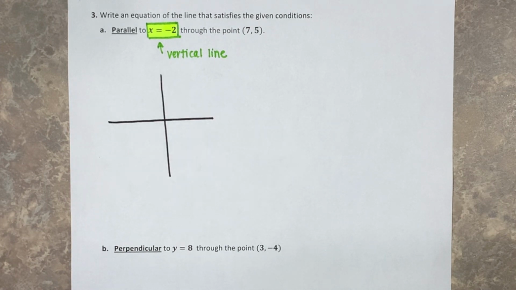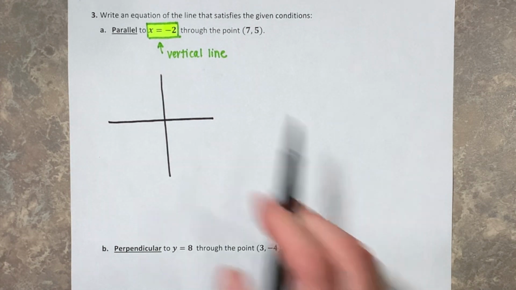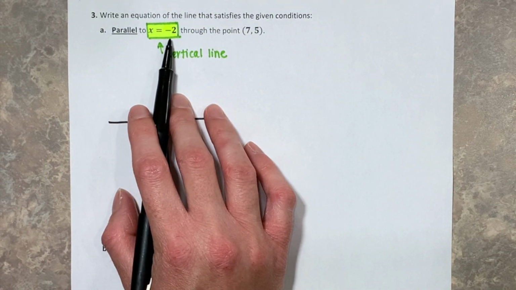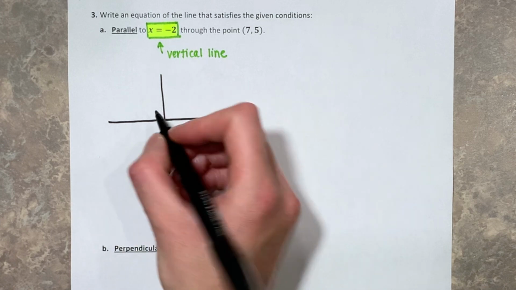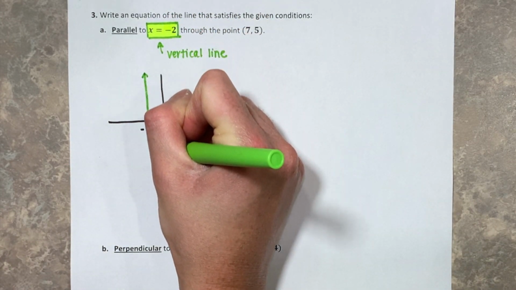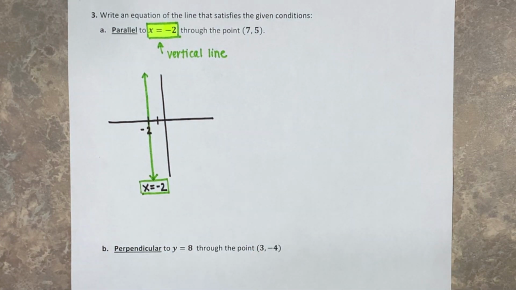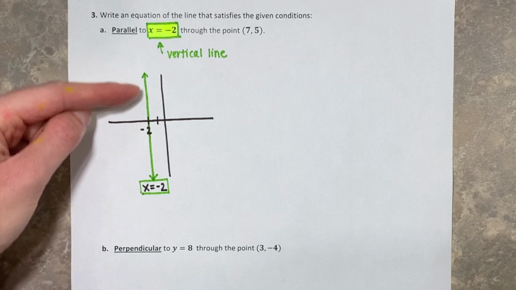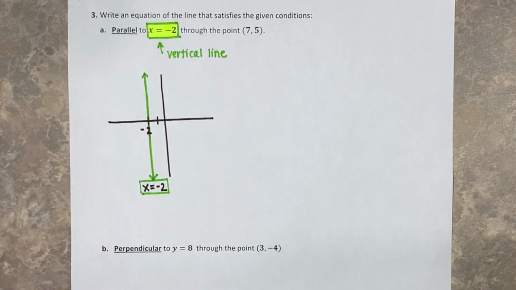So let's draw a picture of the given line. This given line is a vertical line, and it'll go through the x-axis at -2. So this is our given line. Now our new line is parallel. So if our given line is a vertical line, if our new line has to be parallel, it must also be a vertical line. So we know we're going to be drawing another vertical line.